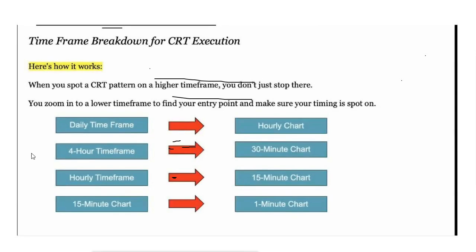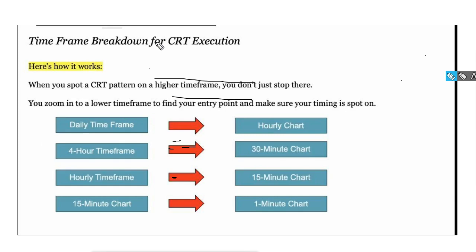So moving on, we're going to the time frame breakdown for the CRT pattern. Like I told you, you can't just trade the CRT blindly. You need to align it with time frames. CRT is a particular strategy that works with time and price. If you are not getting your time right or your price right, automatically you are trading nonsense, and once you are trading nonsense, you can't be profitable. That's just the simple truth.